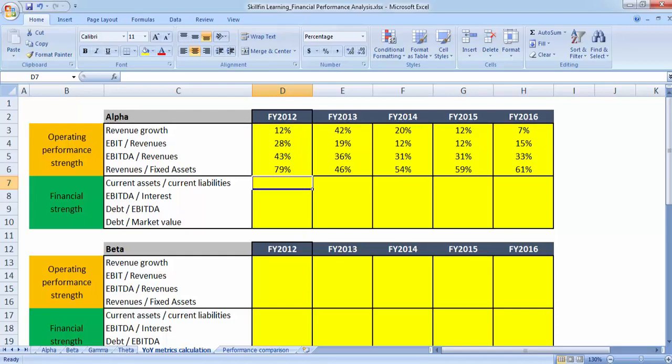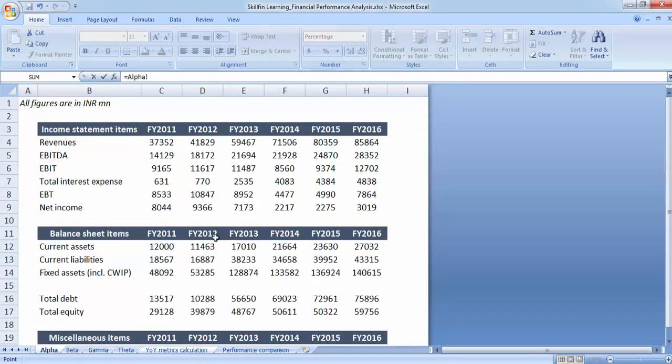Let us now move our attention to calculating the metrics for the financial strength analysis of the company. The first metric that we want to calculate under this parameter is the current assets to current liability ratio. To do that, I say equal to, go to the alpha tab. My current assets for the year 2012 is given by cell D12. So cell D12 is my current assets, divide by my cell D13, which is my current liabilities.